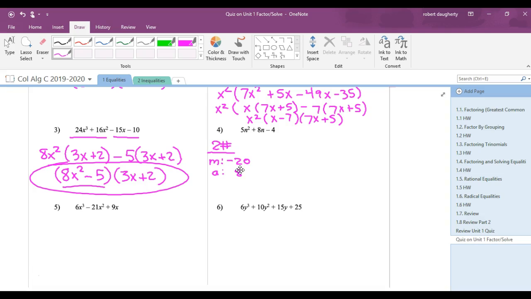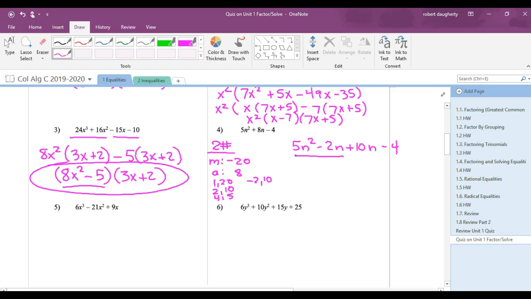So factors of 20 are just what, 1 and 20, 2 and 10, 4 and 5. The only way I can get an 8 is with a 2 and a 10. So it looks like if I have a negative 2 and a positive 10, that's going to multiply to negative 20, add to 8. So this is 5n squared minus 2n plus 10n minus 4.